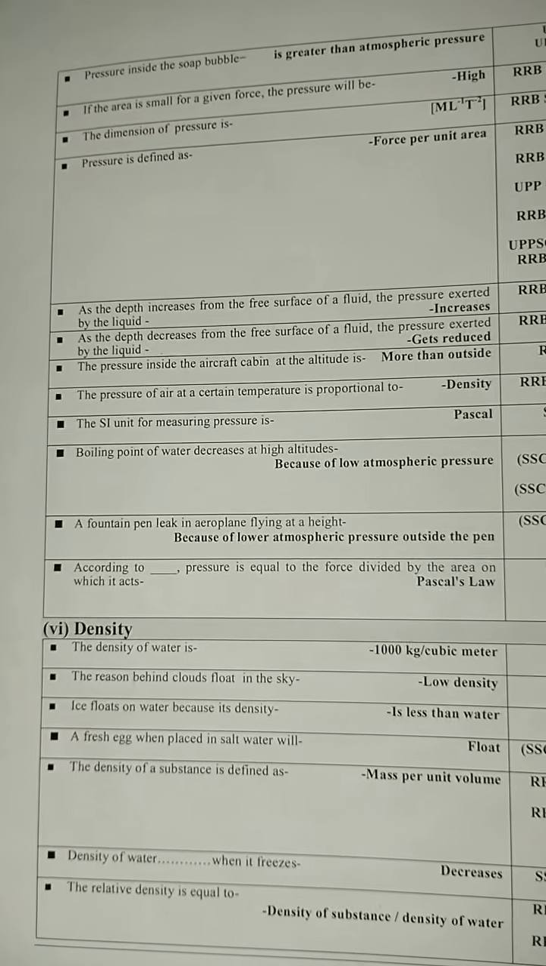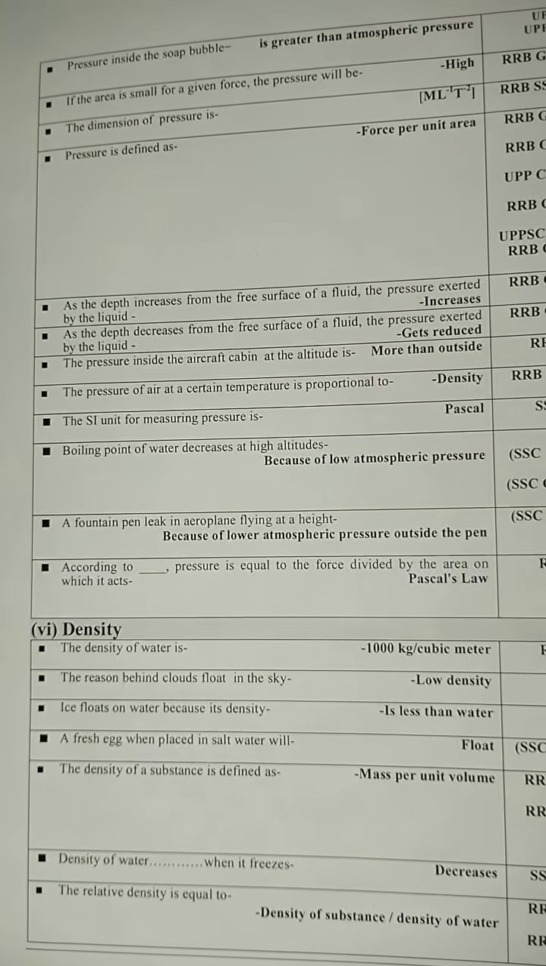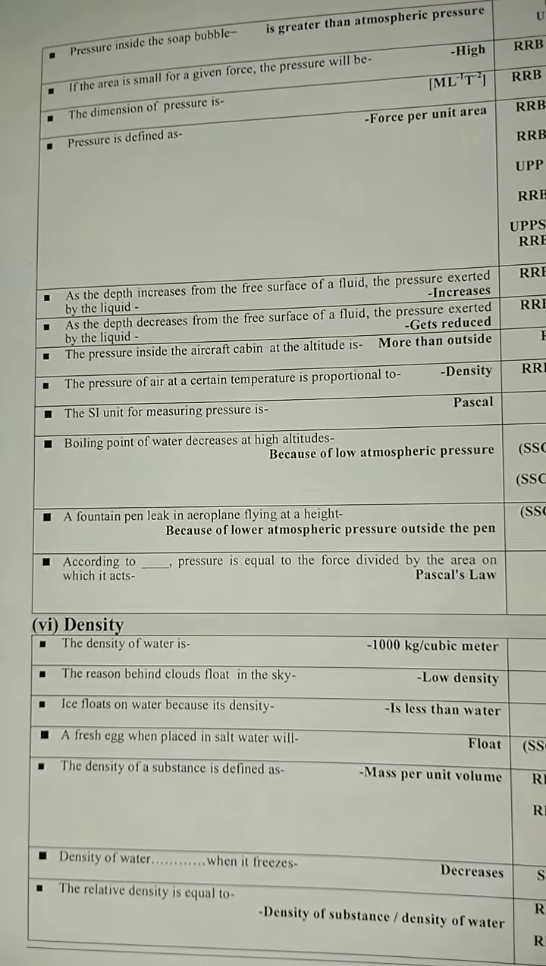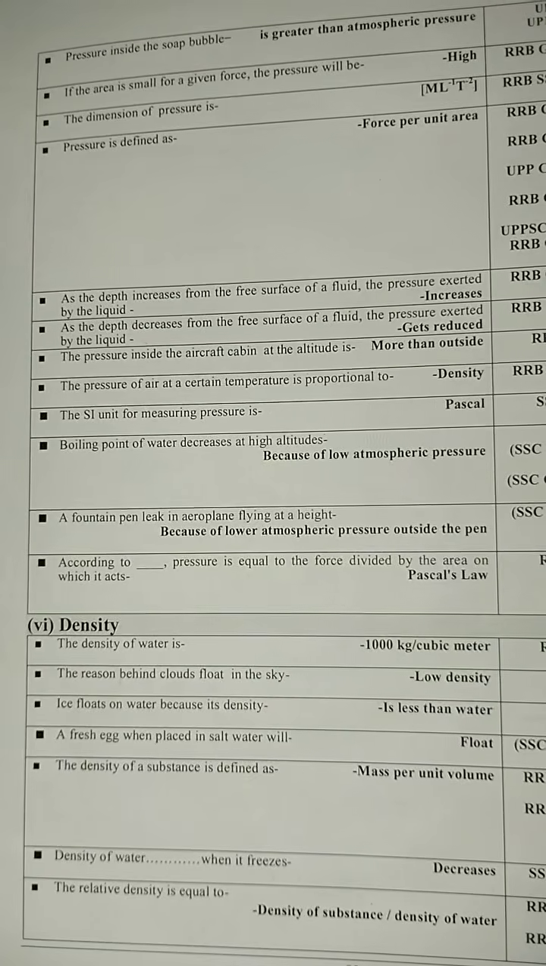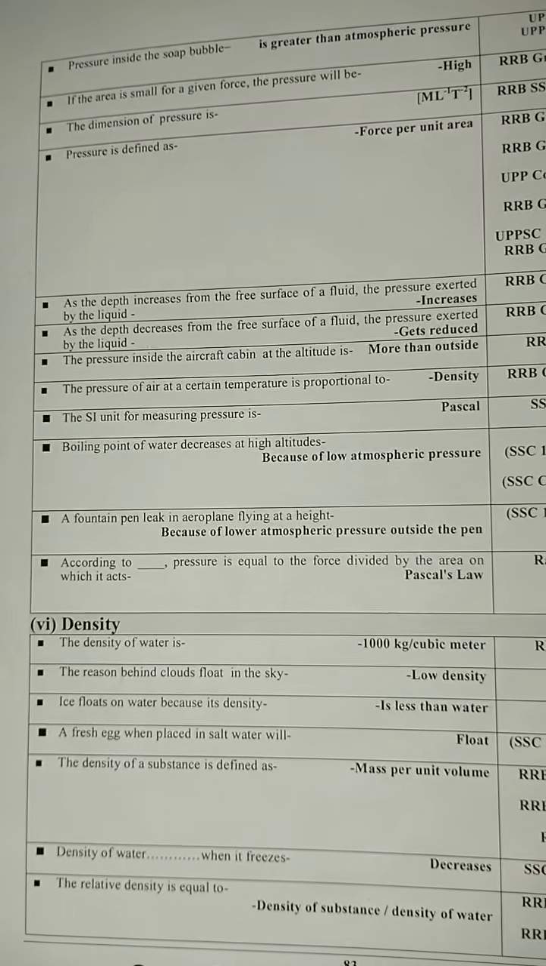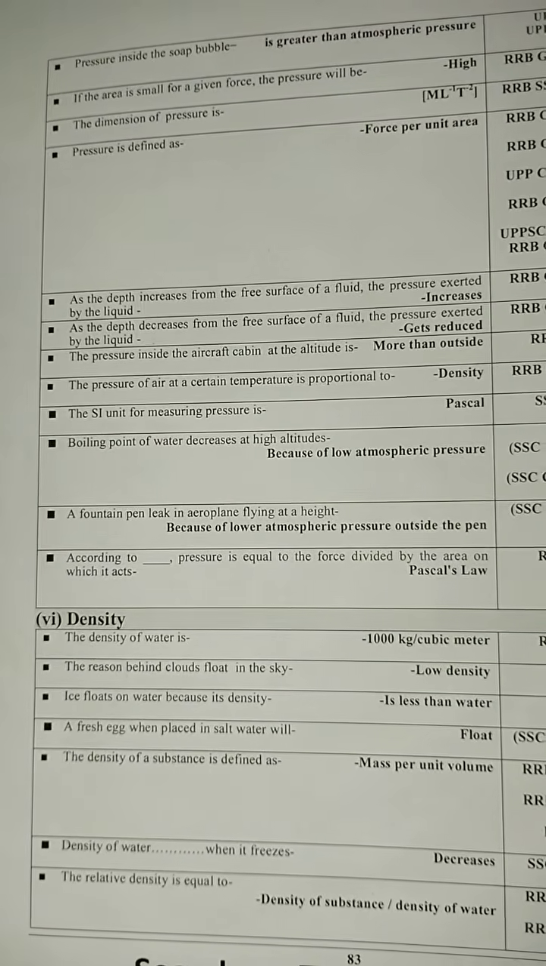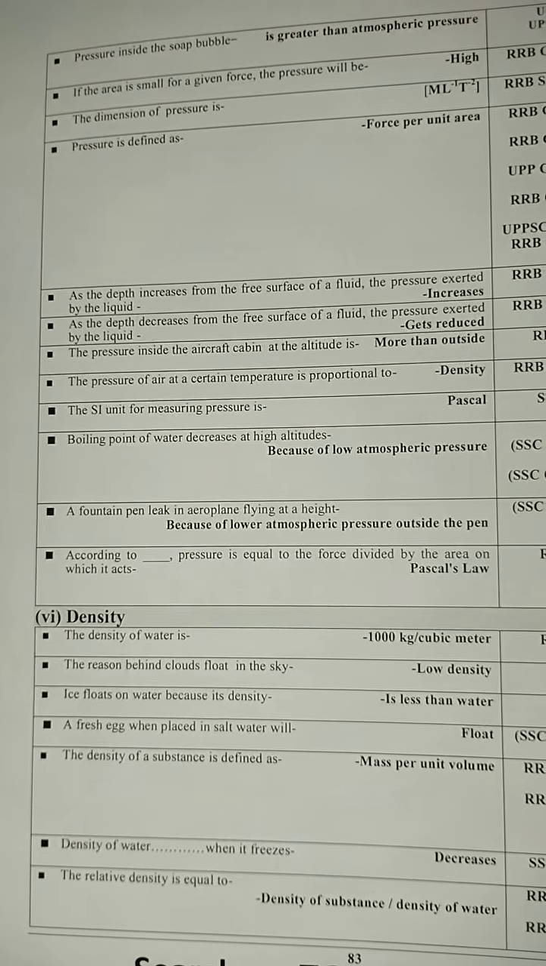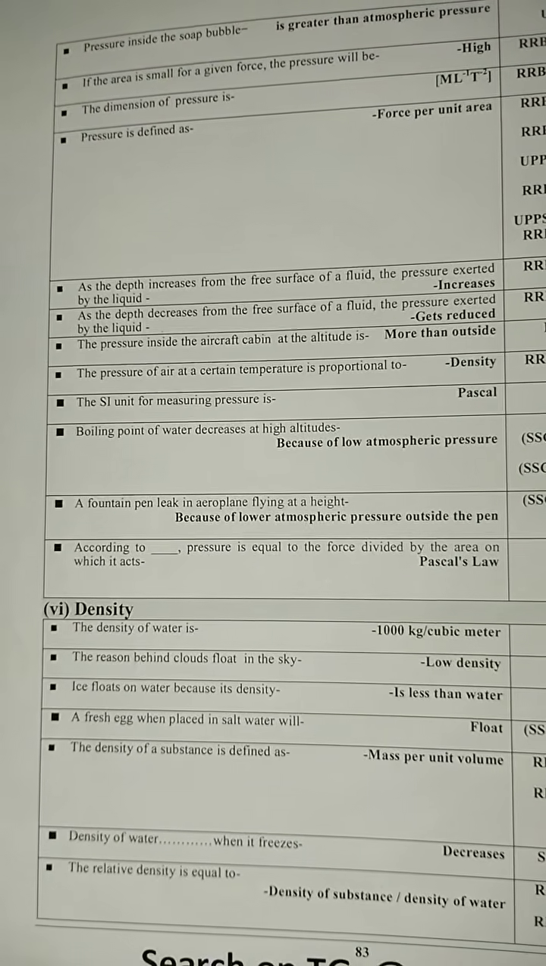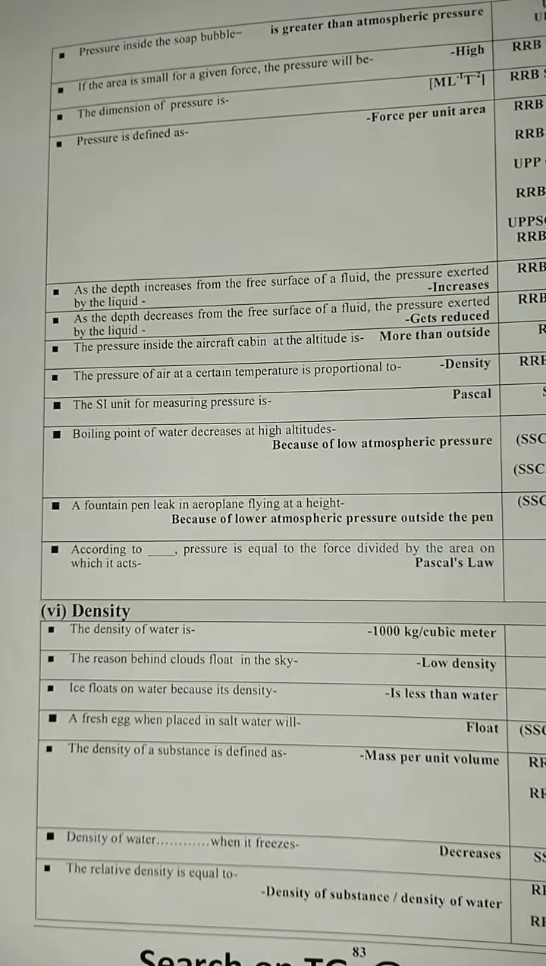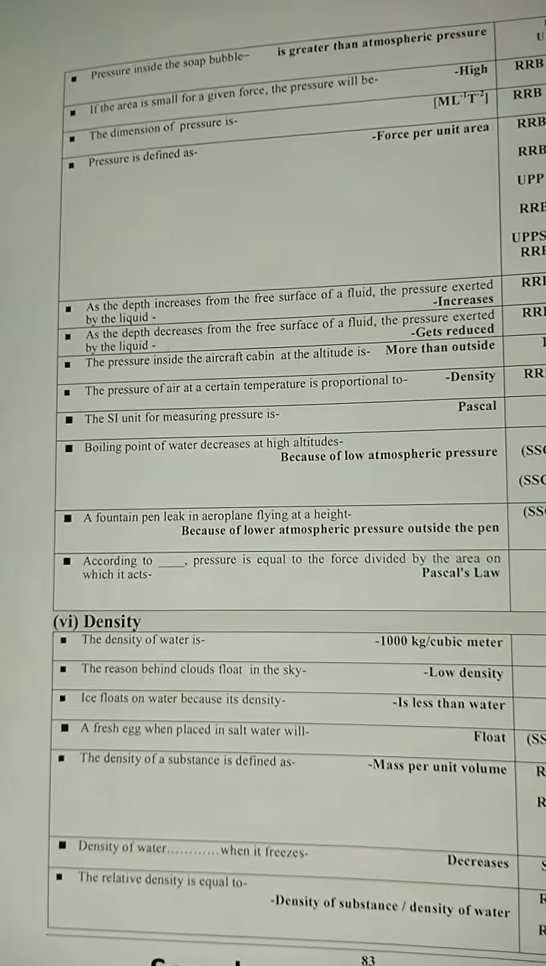The pressure inside the aircraft cabin at altitude is more than outside. The pressure of air at a constant temperature is proportional to density. The SI unit for measuring pressure is Pascal. The boiling point of water decreases at high altitude. A fountain pen can leak in an airplane flying at a height because of low atmospheric pressure. According to Pascal, pressure is equal to force divided by the area on which it acts.